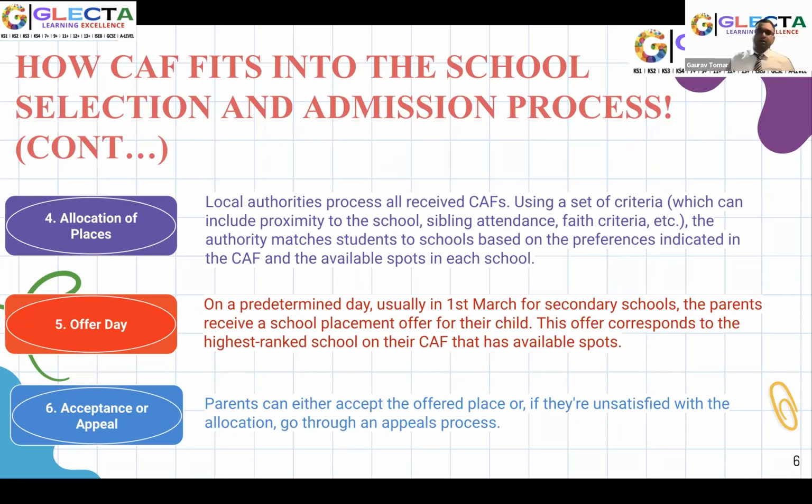Once the places are allocated, there is the offer day, which is 1st of March every year, and all the parents normally receive the placement offer by email. They will be informed whether they get their first choice, second choice, and so on. After that, there is a time period in which you decide whether you want to accept that offered place or reject it. If you reject and go for the appeal process, we will also cover that later, how we are going to do the appeal process.